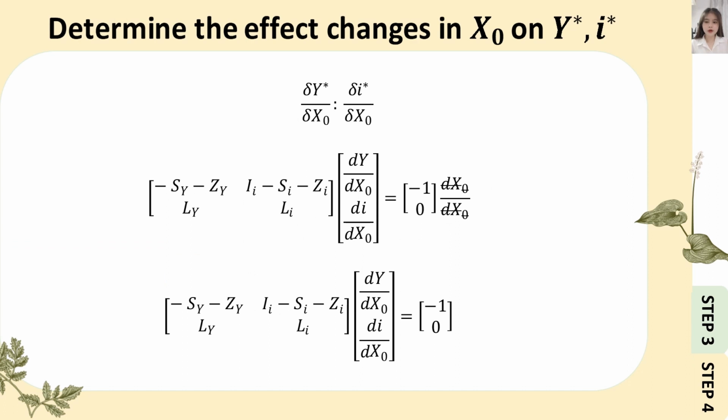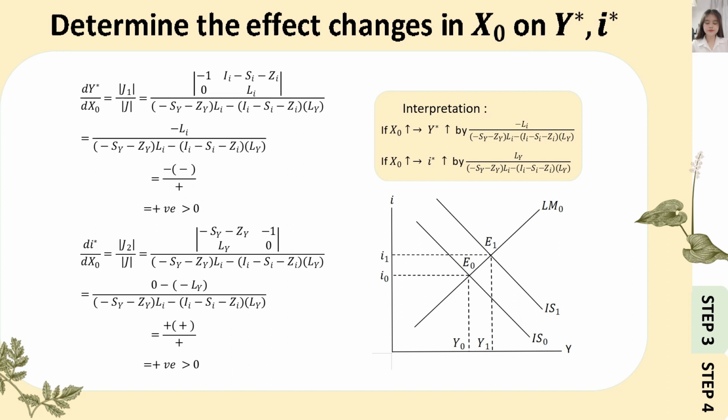Step 4. Determine the effect of changes in X naught on Y star and I star. So, we divide the dy, di, and dx naught by dx naught. And then, using Cramer's rule to find dy over dx naught and di over dx naught, we will find both of them are positive values.